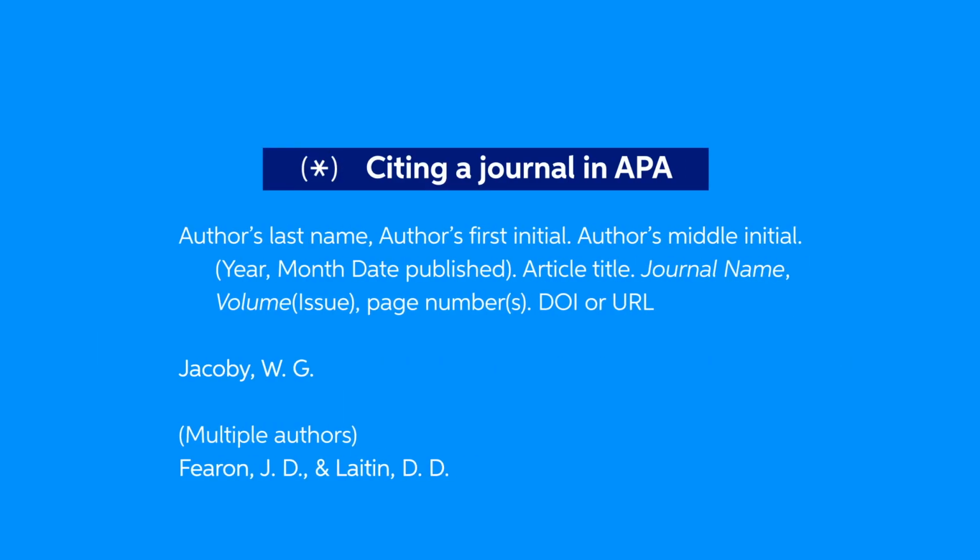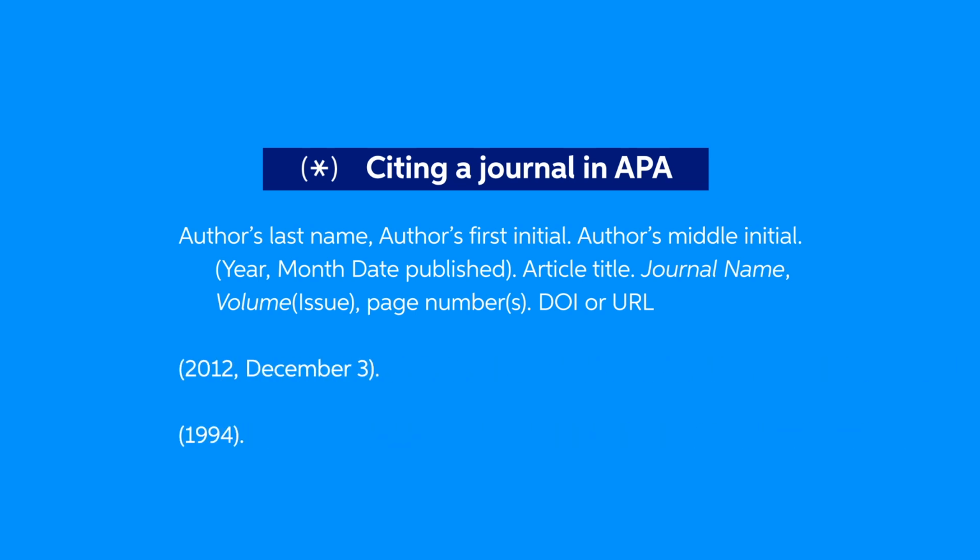Once you have your information collected, you can build your citation reference. First, list the author's last name, followed by a comma and their first and middle initials. If there are multiple authors, list each author's name in the order that it appears on the article. Separate each name by a comma and use an ampersand before the name of the last author. If there is no author listed for the article, start your citation with the article title.